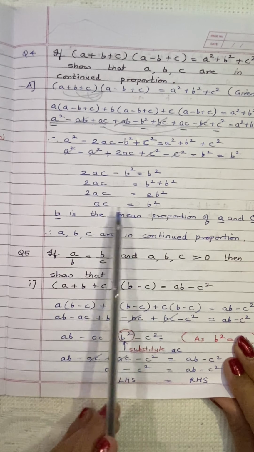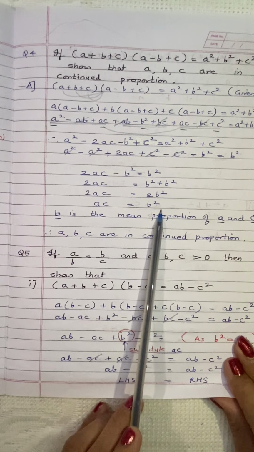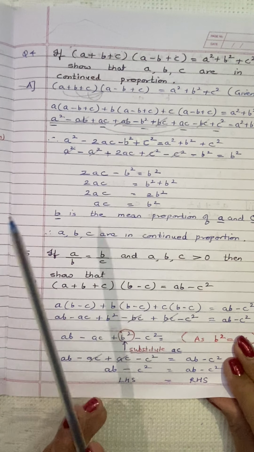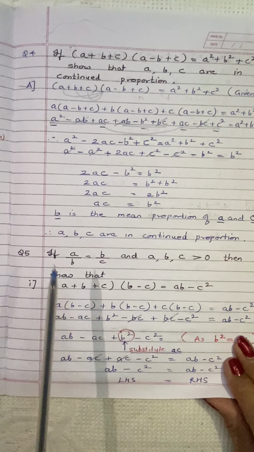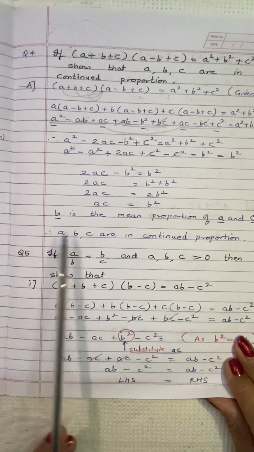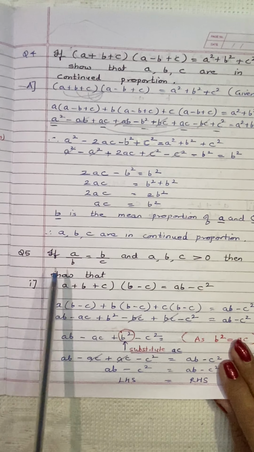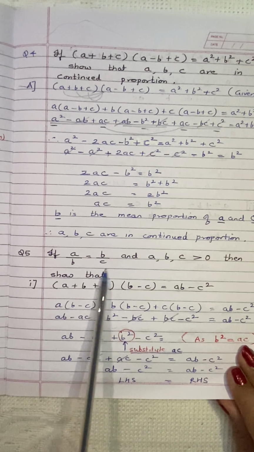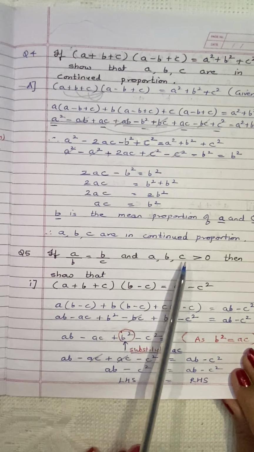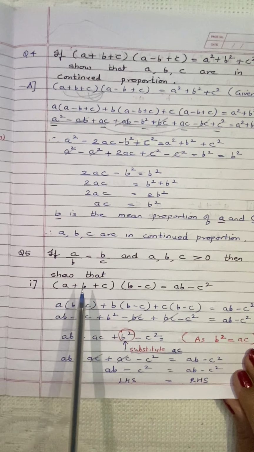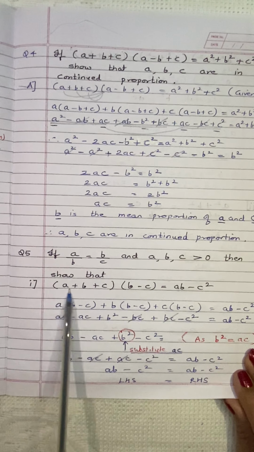Finally, after solving we get AC is equal to B square. This means A, B and C are in continued proportion. Or even if we get B square is equal to AC, then also A, B and C are in continued proportion. Question 5. If A upon B is equal to B upon C and A, B, C is greater than 0, then show that. This is what we need to get the answer.